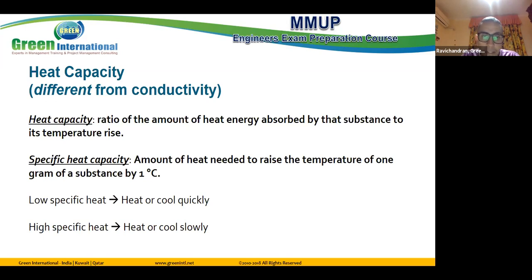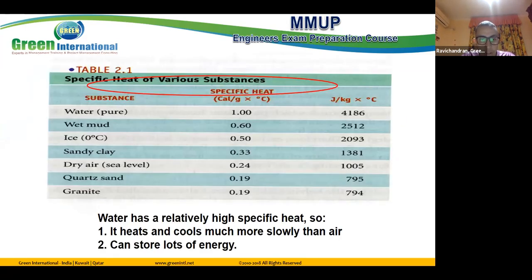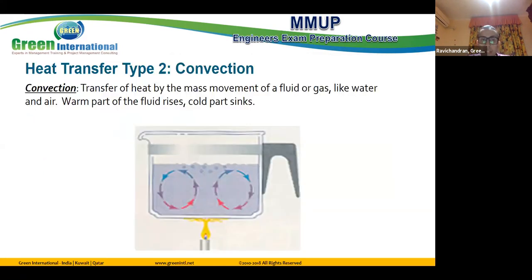Okay, some examples of materials. For example, the specific heat for water is 1, for air 0.24, for granite 0.19. Here we have an example: all these materials may be good conductors, but according to specific heat, they have a fast response or a slow response.